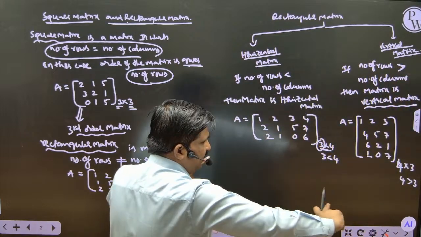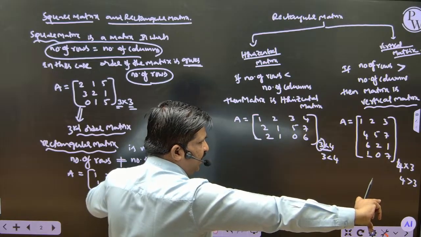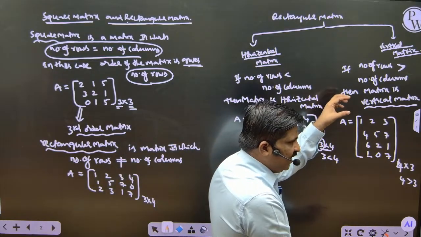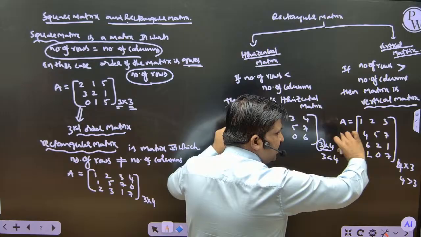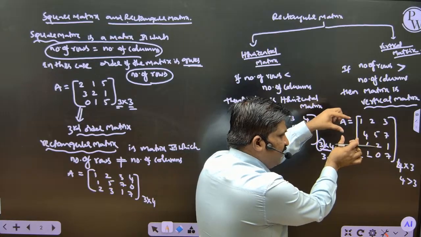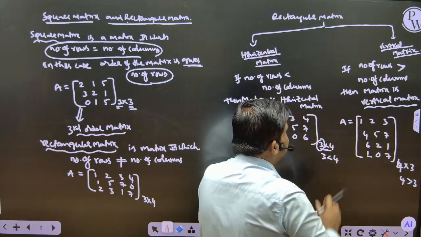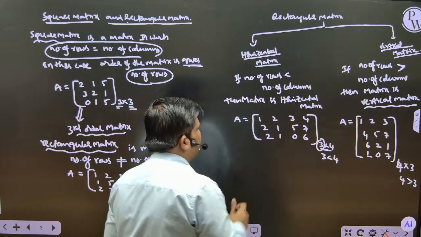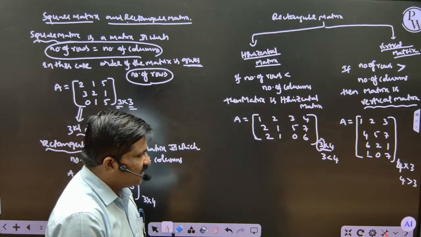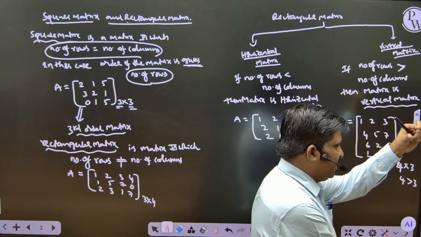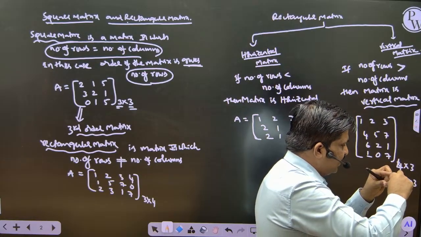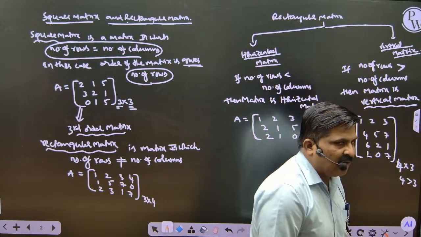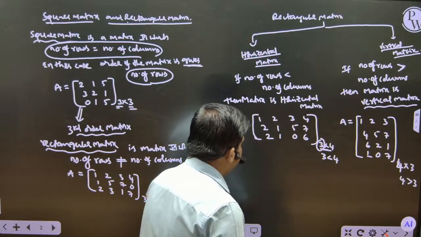Here the shape is stretched horizontally. Here the shape is stretched vertically. That's why it is a vertical matrix, and this is a horizontal matrix. Stretched vertically means rows are increasing. Stretched horizontally means columns are increasing.